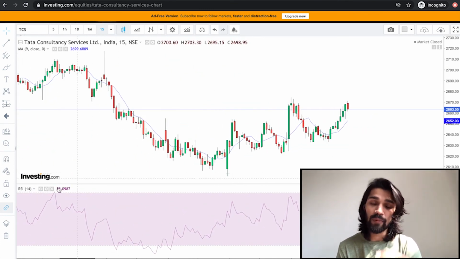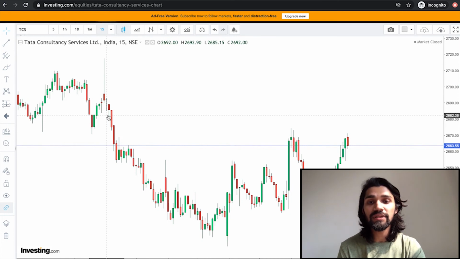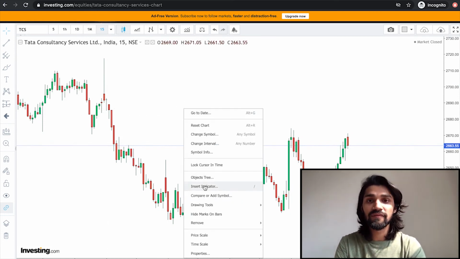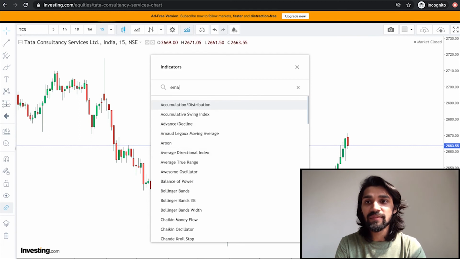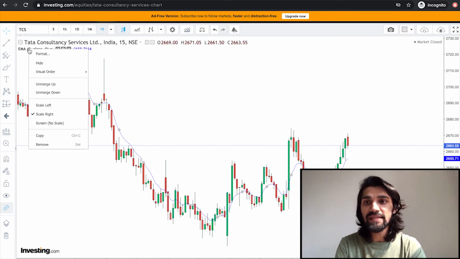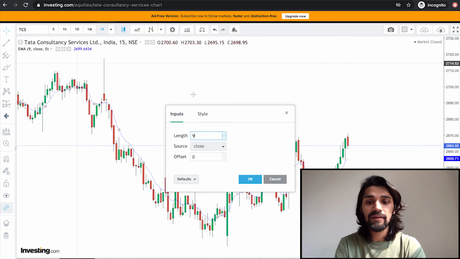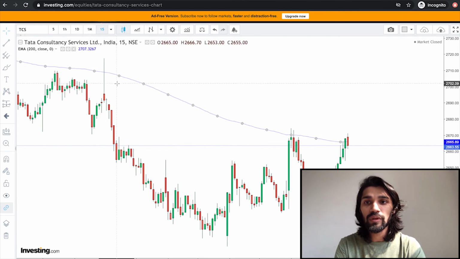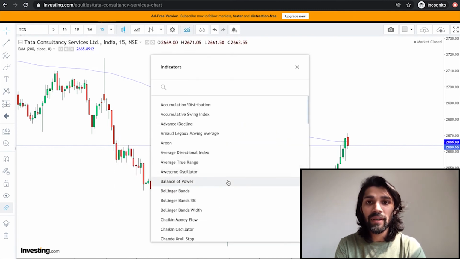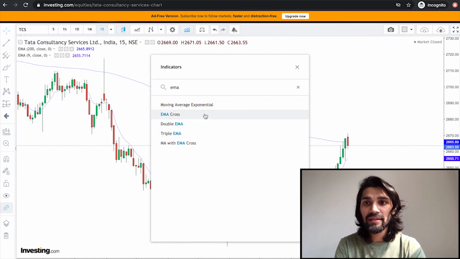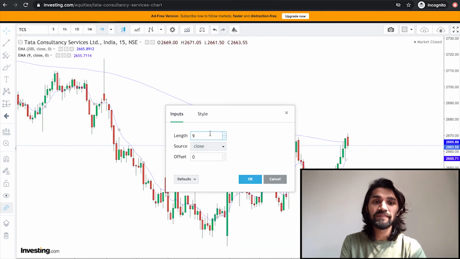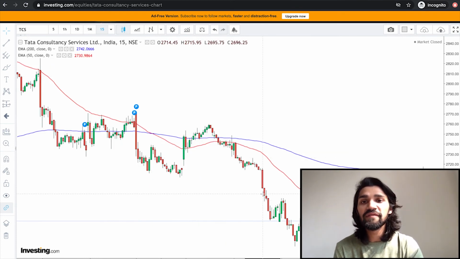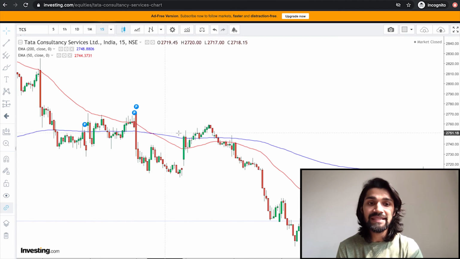Next combination that I would like to tell you is the EMA combination. So first you enter moving average exponential and change this to 200 EMA, and the second one would also be an EMA, but you change this to 50 EMA. Right? And if the 50 EMA crosses the 200 EMA line, then you should probably sell the trade and the prices are supposed to go down.